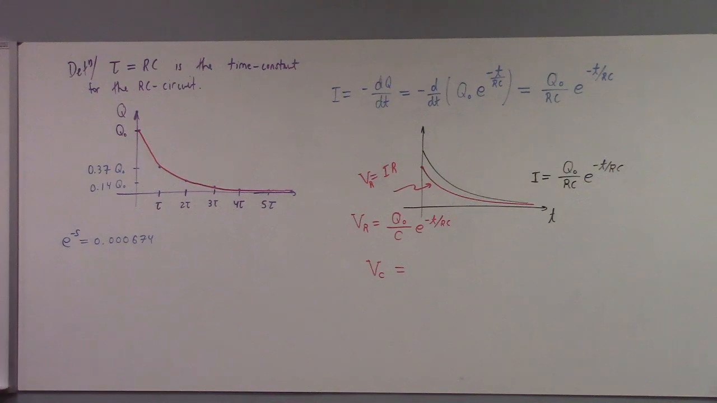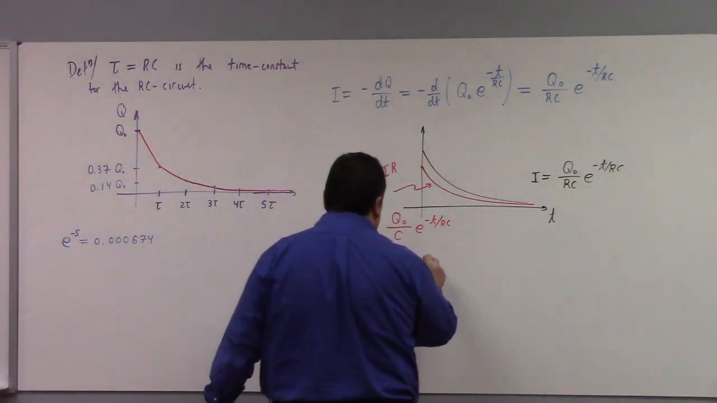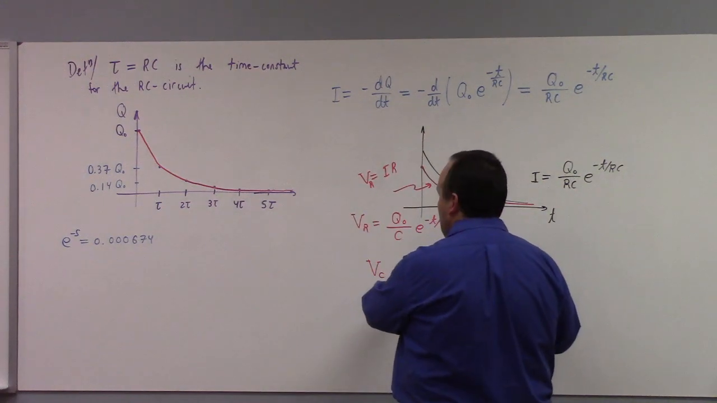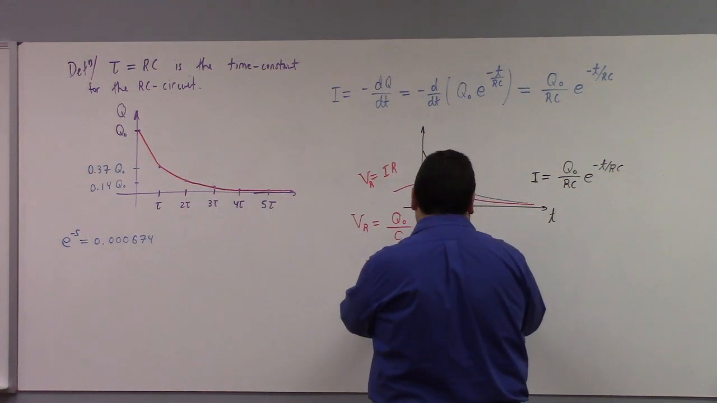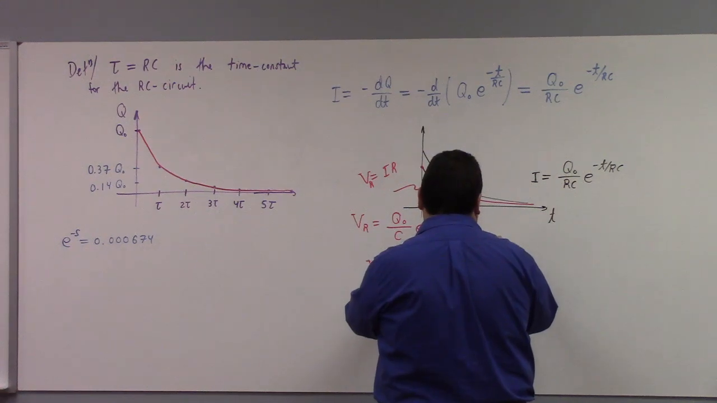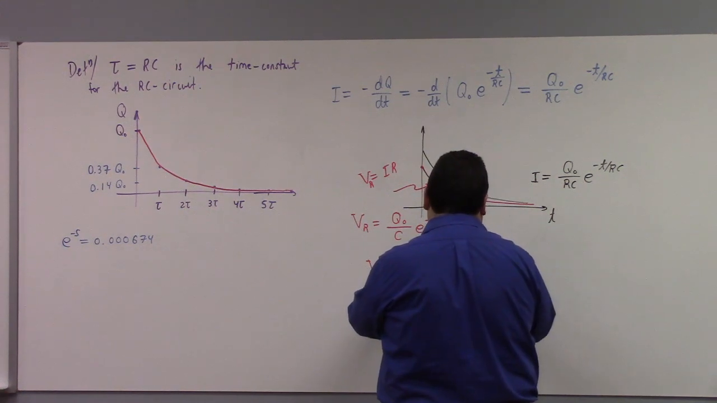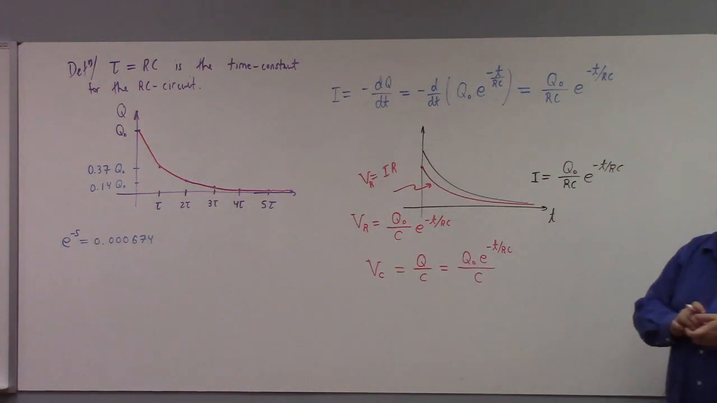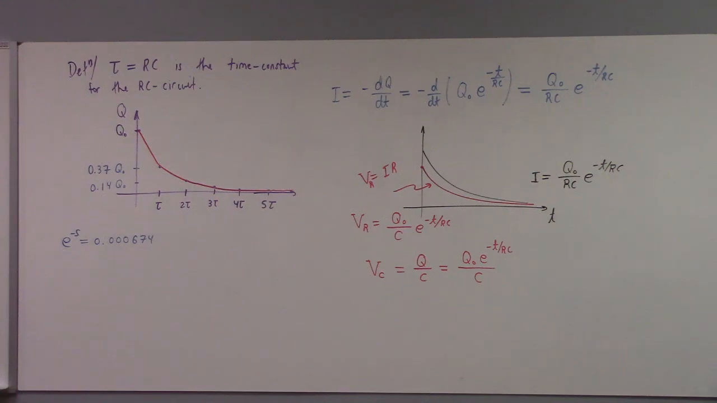Well, remember it's Q over C, right? So Q over C, is that the same? I mean, it should be the same, right? So Q over C is what? Q naught e to the minus t over RC, divided by C. Well, of course, we're back to the same formula, because the voltage on the capacitor is equal to the voltage on the resistor in this circuit. It's not especially interesting. This becomes more interesting in the next example. I'm just trying to show you it all works together.